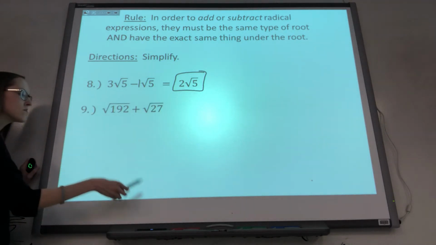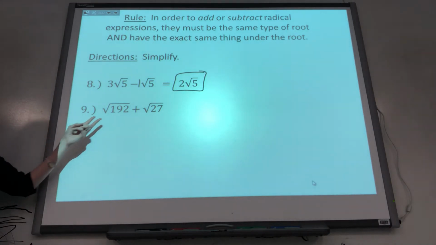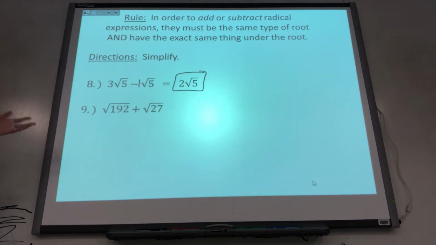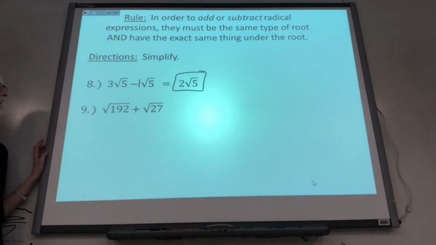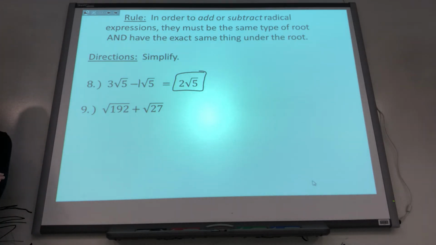Looks good. Now moving on to number 9. Not working out as nicely here. The square root of 192 plus the square root of 27.